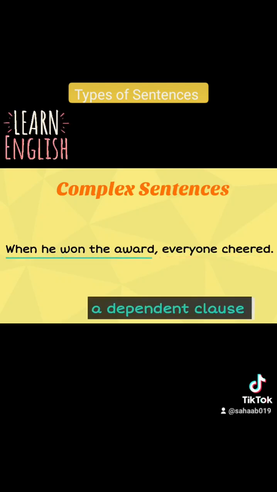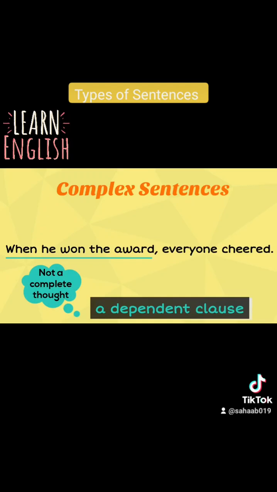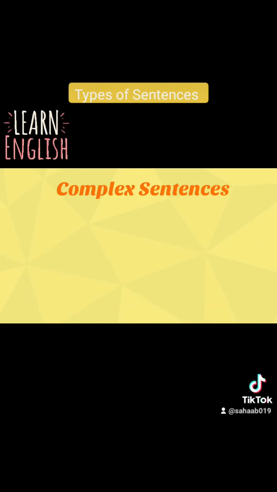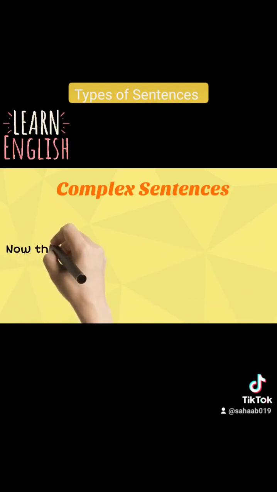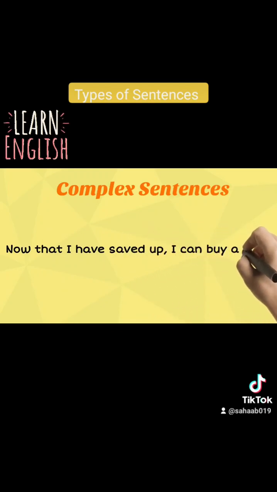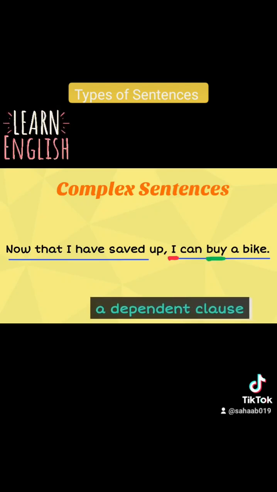This clause is a dependent clause because even though it has a subject and a verb, it's not a completed thought. Let's look at another example. Now that I have saved up, I can buy a bike. This is an independent clause because it has one subject, one verb, and is a completed thought. This is a dependent clause because it's not a completed thought.